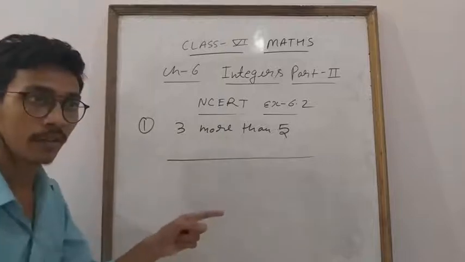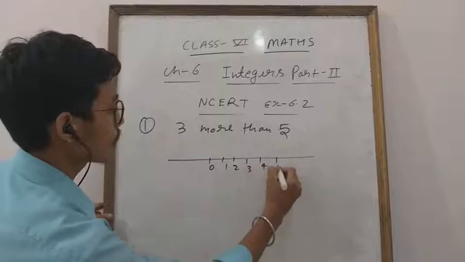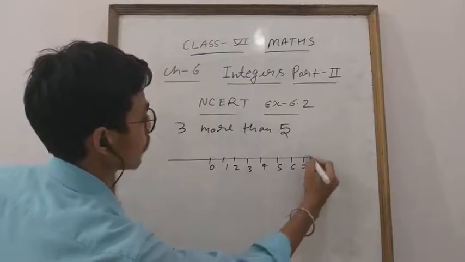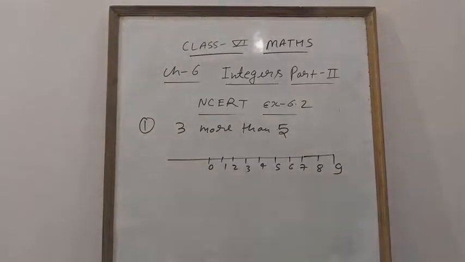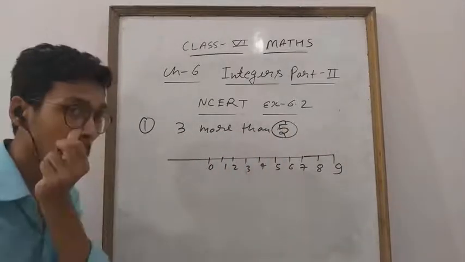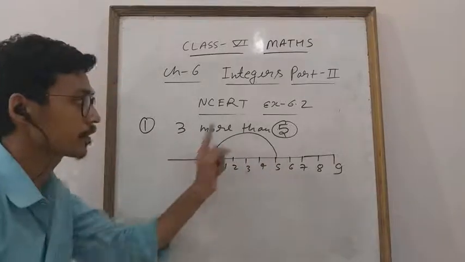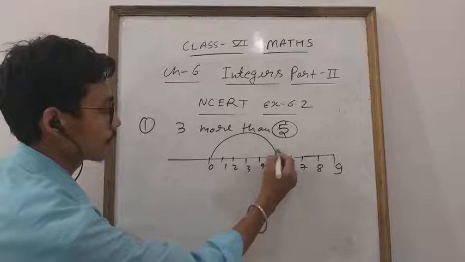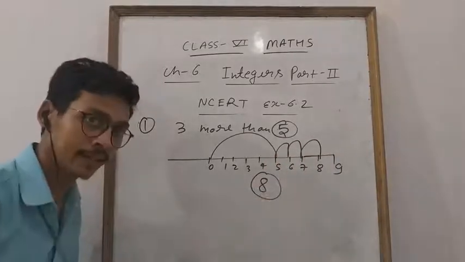So we will make a number line: 0, 1, 2, 3, 4, 5, 6, 7, 8, 9. Now you have to represent 3 more than 5. 3 more, more means enhance. 3 more than 5 means from 5 you will go 3 more. First we will go 0 to 5. 3 more means 3 steps: this is 1 step, 2 step, 3 step. So what is our answer? Our answer is 8. This is very simple.